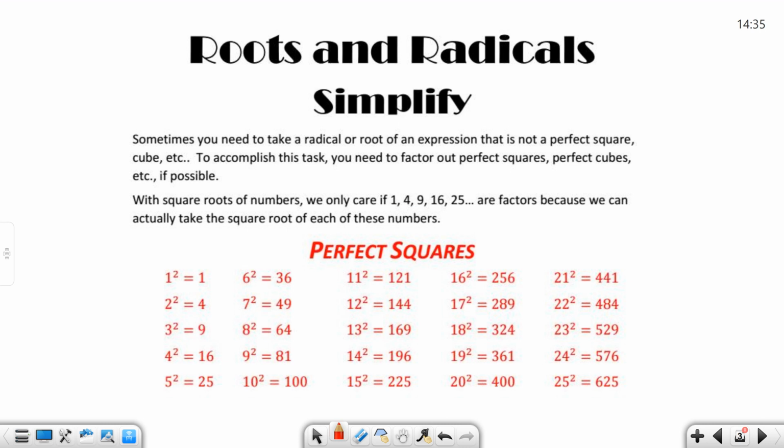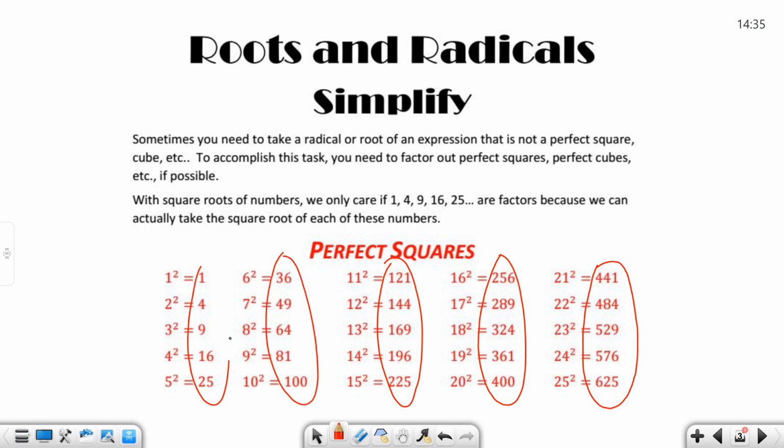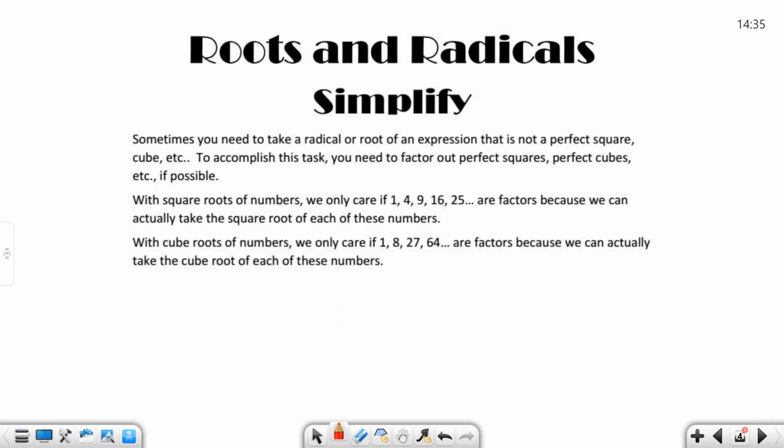And here's our list. Right? We can take the square root of anything that I circle here. Any of these numbers that get circled, I can actually take the square root of them. So if I can make this thing into 3 times 9, then I can take the square root of 9 and leave the 3 under the square root. Or if I get 2 times 144, I can take the square root of 144 and leave the 2 under the radical. All right?